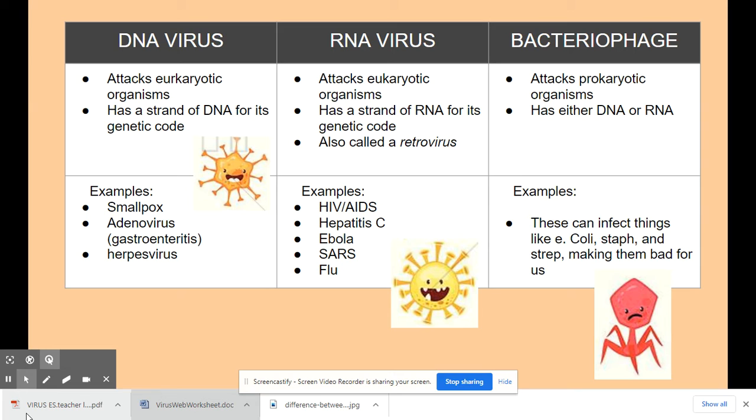RNA viruses also easily mutate, and it makes it a lot harder to come up with different medications to sort of put these viruses in check because they're constantly mutating. And then, of course, you're going to see we have a bacteriophage. These are special viruses that only attack our bacterial cells. And they actually can infect E. coli bacteria, staph bacteria, strep bacteria, all bacterial infections that we can get. But these bacteriophages, when they infect those bacterial cells, can cause serious infections in humans if we were to come into contact with that infected bacteria.